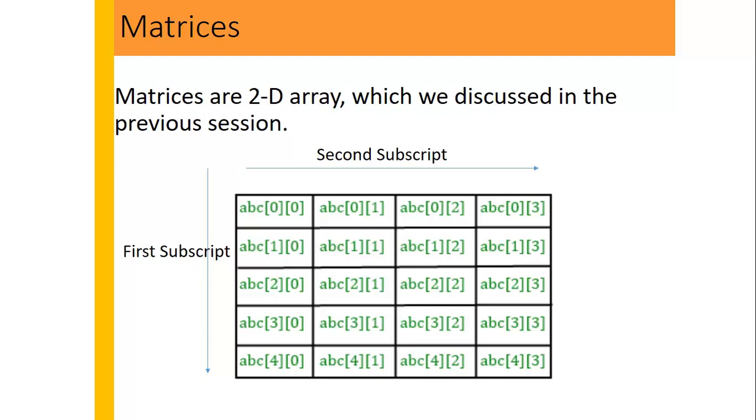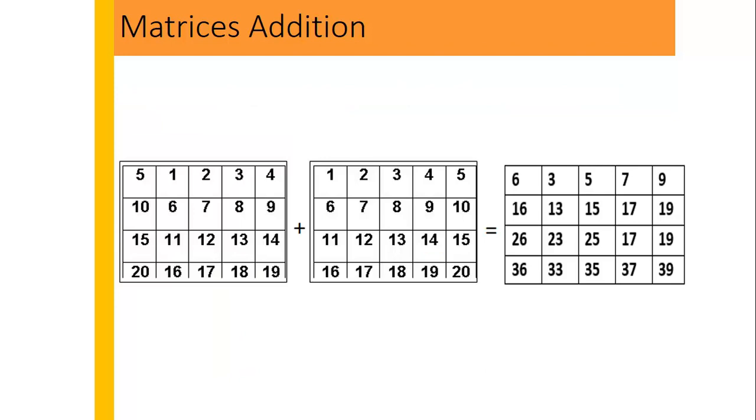Suppose we have an array of 5 into 4. 5 is the number of rows and 4 is the number of columns. Right, so this is how it will look. So let's see how. First, let's start with matrix addition, how it happens.